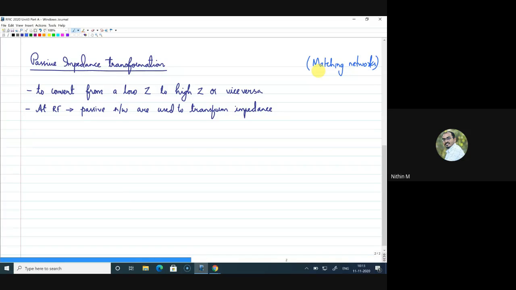Now, to understand this impedance transformation technique, in simple ways, I'll call this IT. Impedance transformation is IT. So we use passive networks. When I say passive networks, we'll use either resistors, inductors, or resistors, capacitors. So we use some R, L, C elements to do this impedance transformation. That is what we will study now. Based on this, there are a lot of matching networks available. We will study a few of them and see how we can convert from a lower impedance to higher impedance or vice versa.